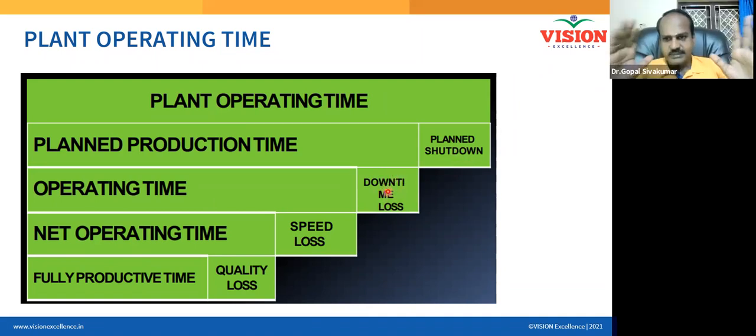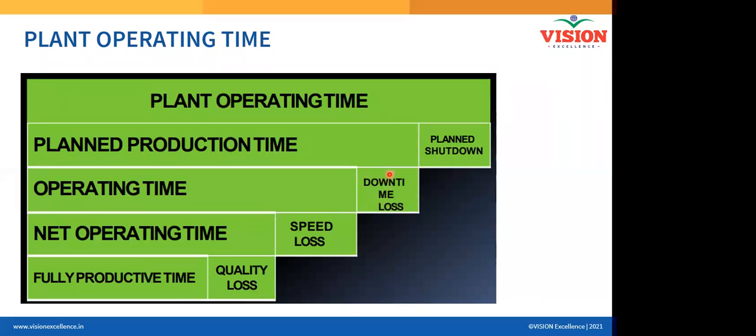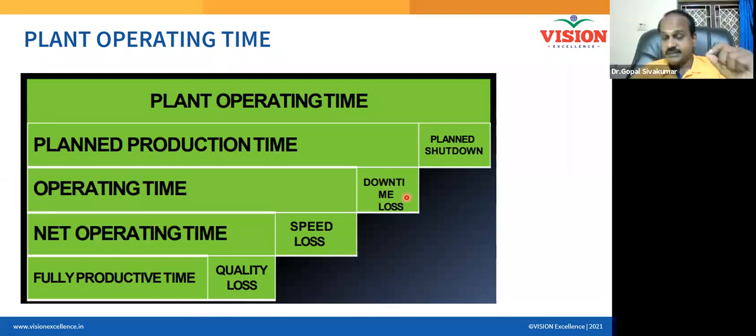If the lunch time is 30 minutes, but one particular day the lunch duration was 45 minutes, now 30 minutes of the lunch is planned. The extra 15 minutes is called what? Downtime loss. The extra 15 minutes is called downtime. And suddenly a breakdown happened, another 45 minutes. So already lunch extra 15 minutes, there is a stoppage. Now there is a breakdown for 45 minutes. Now how much is the total downtime loss?